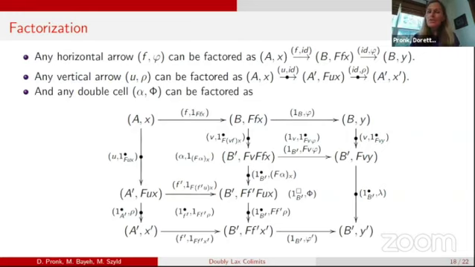And our double cells factor very nicely too. Here is the diagram for that. And it's this factorization that helps us to prove that we indeed have the isomorphism required to get the colimit. Let's continue on with the next slide.